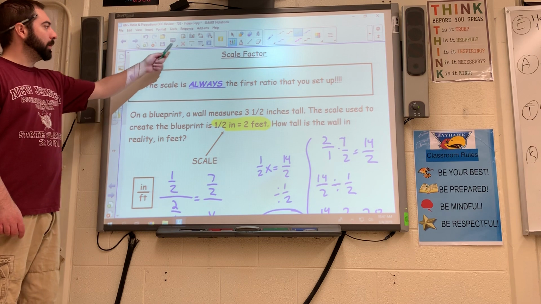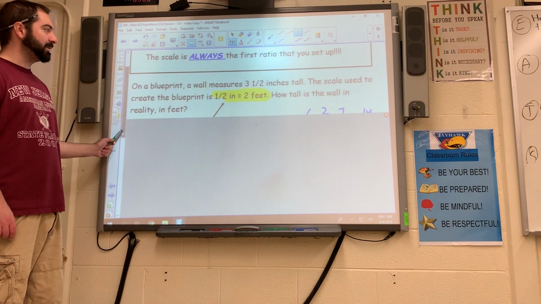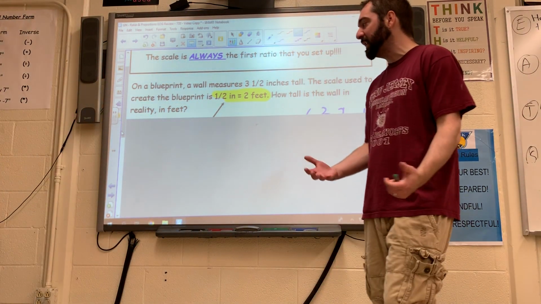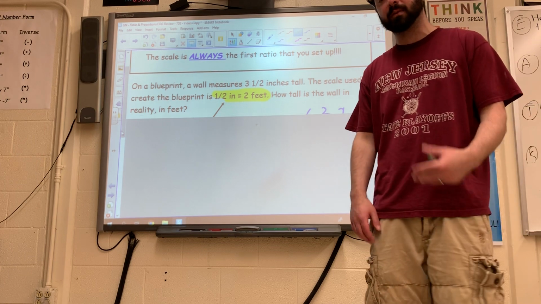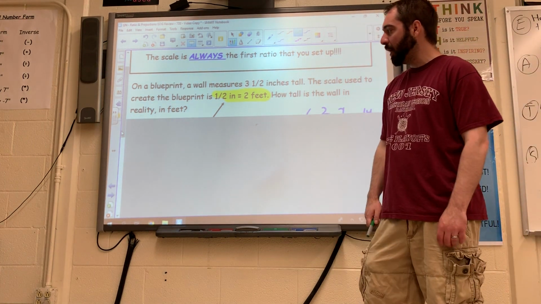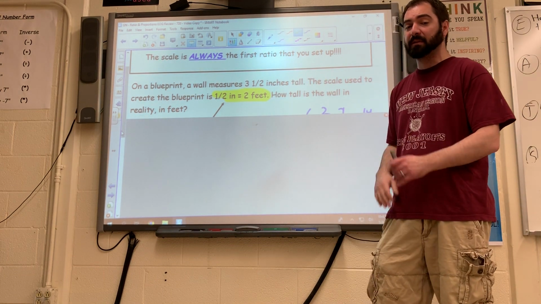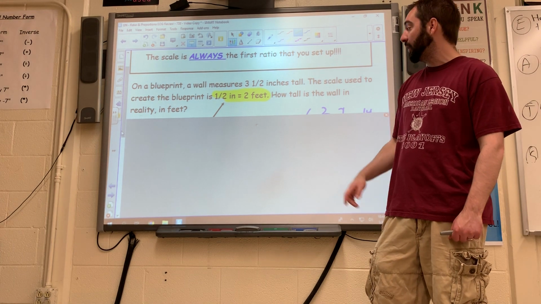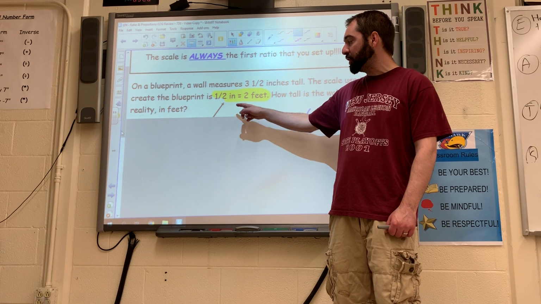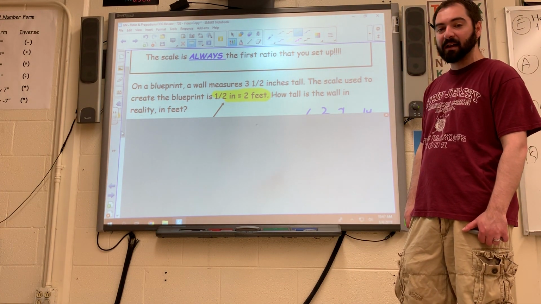All right, moving forward, we're going to get into some scale factor problems. Now, the good thing about scale factor is that you solve them the exact same way you do unit rate and proportions. The only difference is how that information is going to be presented to you. So, on a blueprint, a wall measures 3.5 inches tall. Again, this number 3.5 is all by itself in its problem, so I'm not going to start there. Keep reading. The scale used to create the blueprint is 1/2 inches is the same as 2 feet. How tall is the wall in reality in feet?